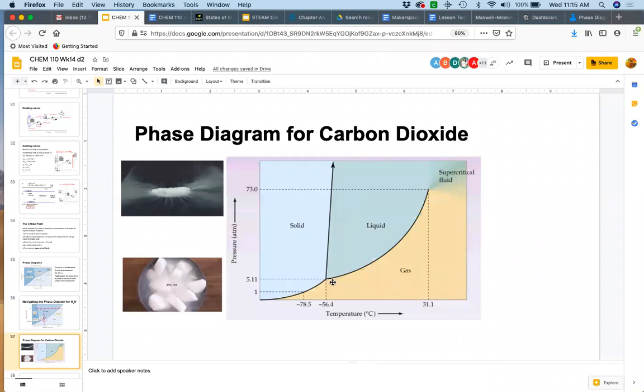If you wanted to know the transition at which it would go from a liquid to a gas, that occurs at 73 atmospheres and 31.1 degrees Celsius. That's the reason why it generates that really incredible smoke effect, because it's literally the solid, in this case, becoming a gas. So that's why this curve here is so low. It's a solid, but it can pretty easily become a gas.